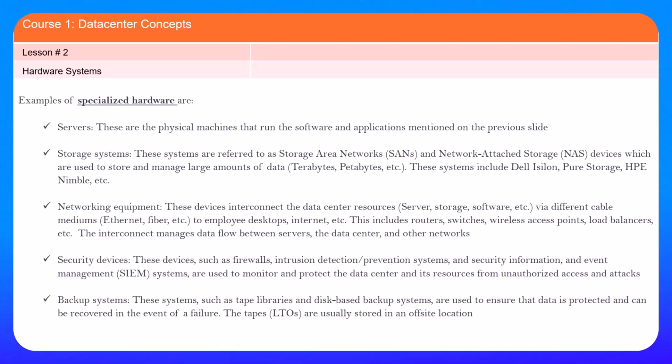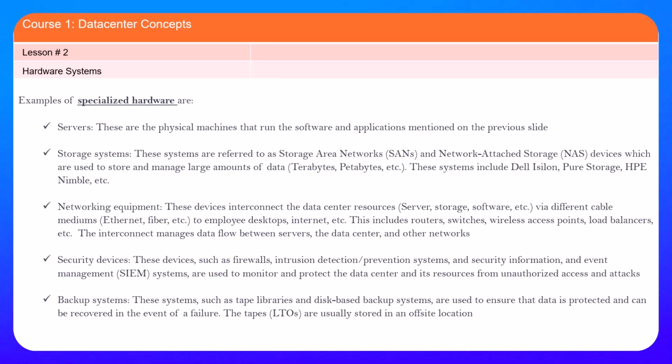So examples of specialized hardware are servers. These are physical machines that run the software and applications mentioned in the previous slide, or in lesson 1, right? Your typical operating system, your business system, your email system, your SAN systems, monitoring system, you do need high power machines called servers to actually host these software systems.